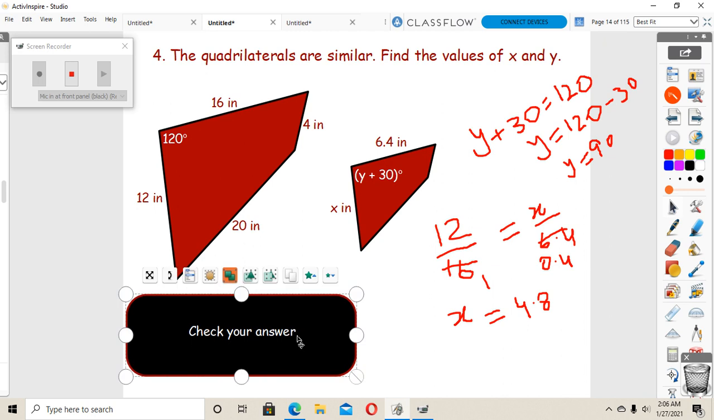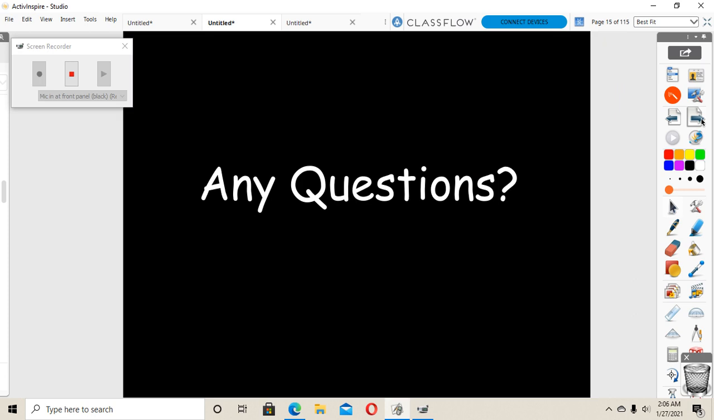We discussed congruent and similar objects. Hope you understand.